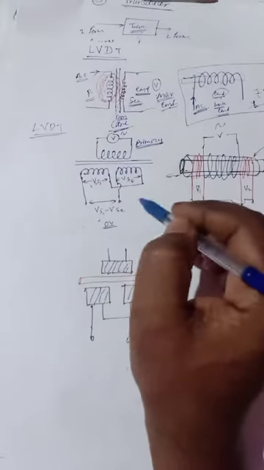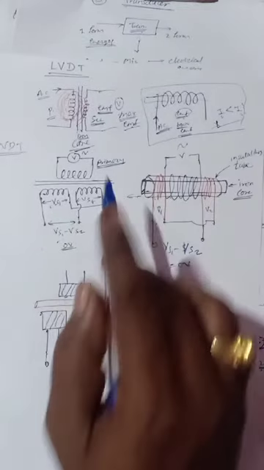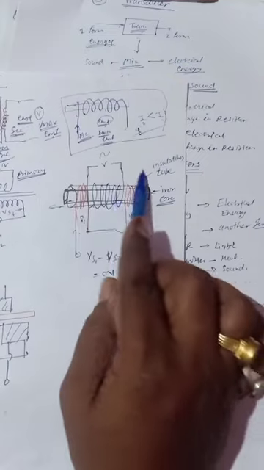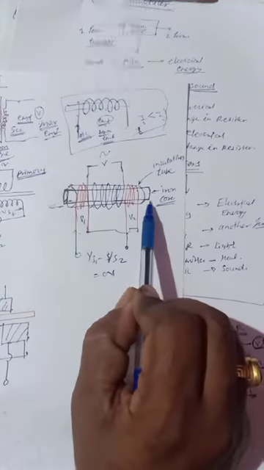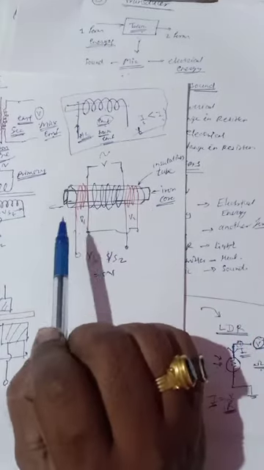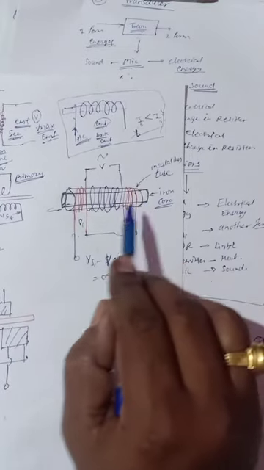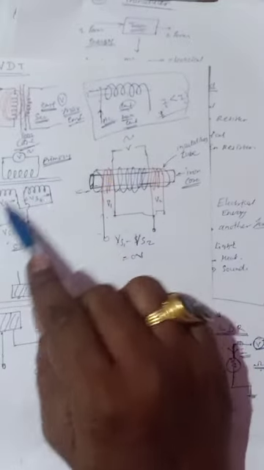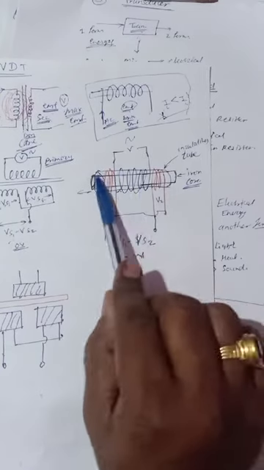Or we can say that this is a symbol of LVDT. But actually in an LVDT these three coils are wound over a single core, and there is an iron core. We can move that iron core in and out. These three coils, the primary and the two secondary coils, are wound on the same former.